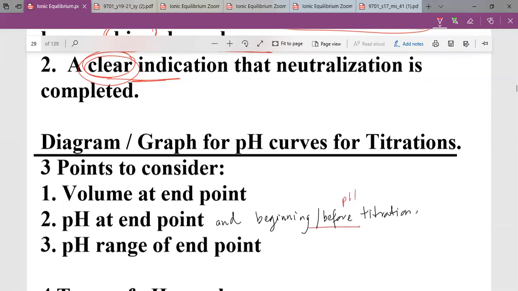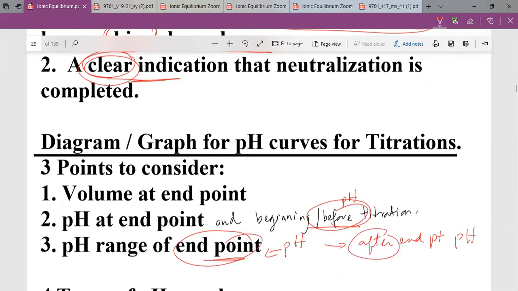The pH at the beginning, the pH at the end point, and the pH after the end point. So three pHs you need to know: before, end point, and after.